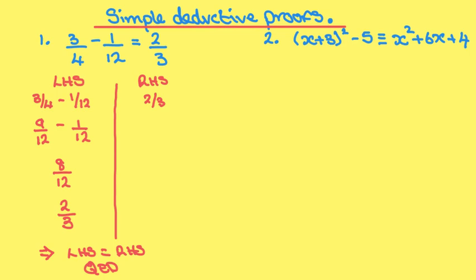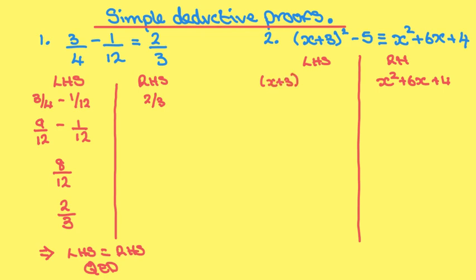So again, put your line, left-hand side, right-hand side. x² + 6x + 4, and (x + 3)² − 5. So again, I'm going to prove that the left-hand side is equal to the right-hand side.